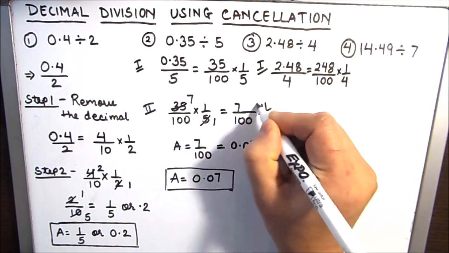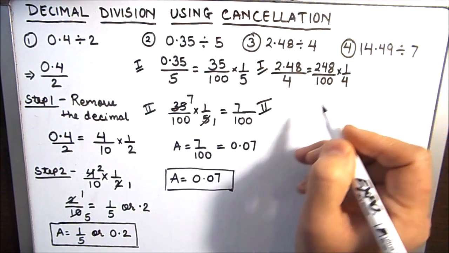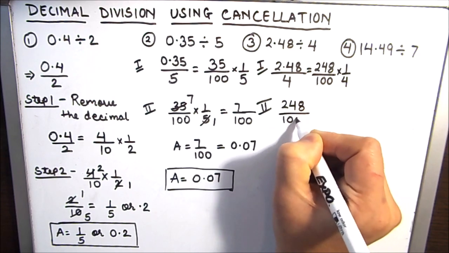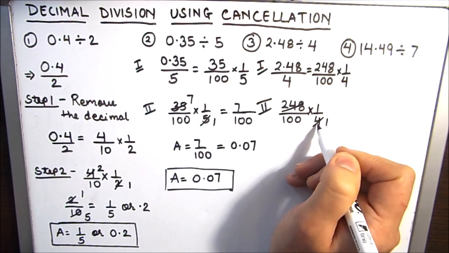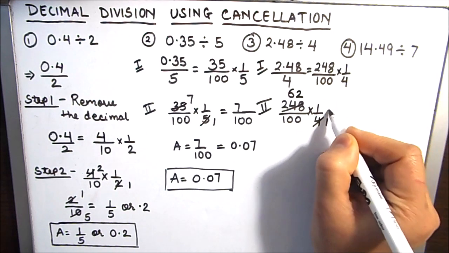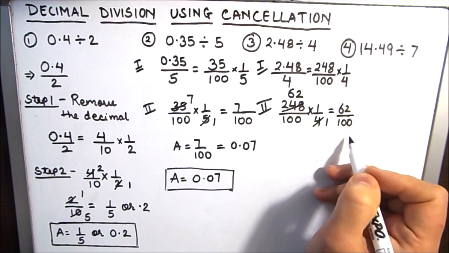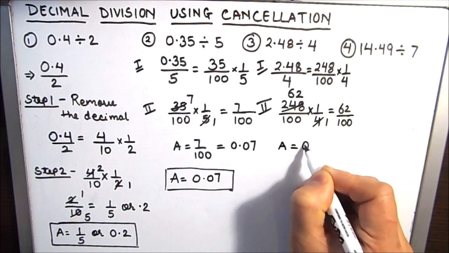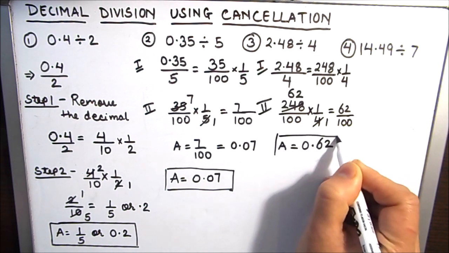Now the next step is to reduce or cancel the terms having common factor. So here we see that 248 and 4 have common factor 4. So 4 times 1 and 4 times 62. So this will become 62 over 100. So this 62 over 100 is in the fraction form, and in the decimal form this can be written as 0.62. So this is our final answer.